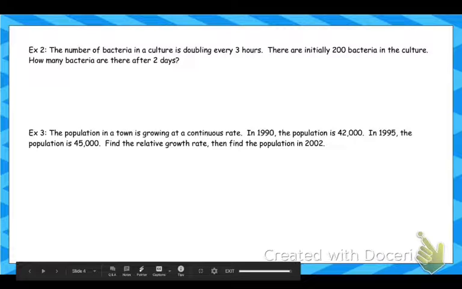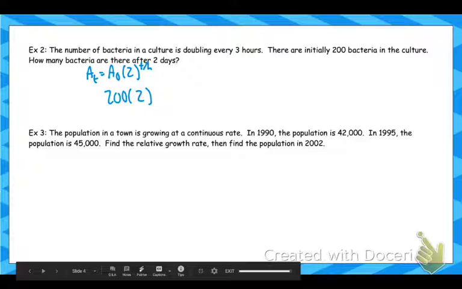So this next one, we're looking at the number of bacteria in a culture is doubling every 3 hours. So we're going to use a very similar equation to that half-life one, but again, it's doubling this time. So it would be A sub T is A naught 2 to the T over H. All right, so it says there are initially 200. It's doubling, and we want to know how many there are after 2 days. And it's doubling every 3 hours.